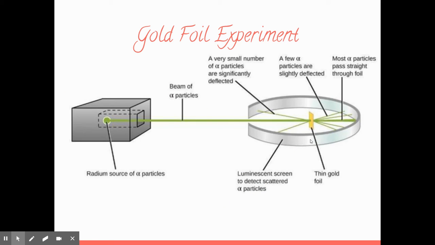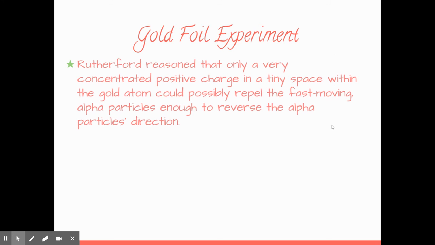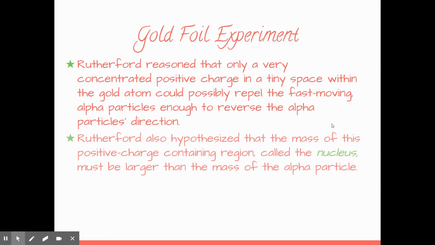This led to some conclusions. There's a source of radioactive alpha particles in here, and that is being shot at your thin gold foil. Then you have a fluorescent screen around the gold foil so that you can detect when those charged particles hit the screen. And Rutherford determined that there must be a nucleus to the atom.